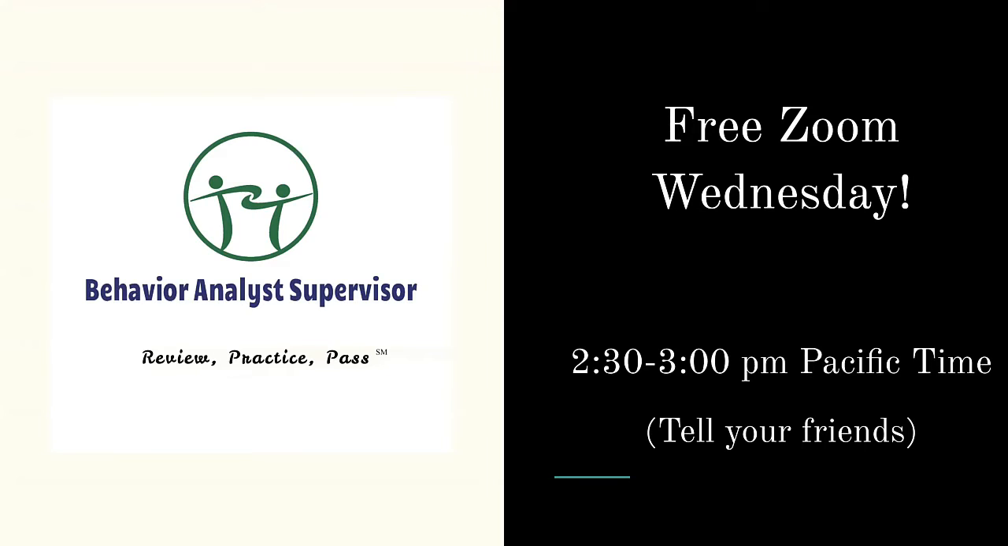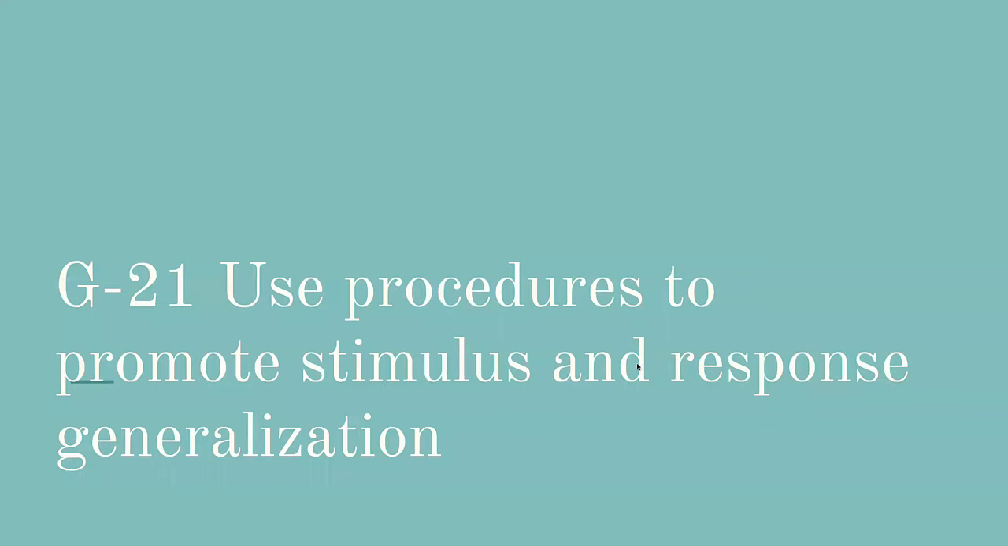Without further ado, let's talk about generalization. Use procedures to promote stimulus and response generalization. We loop this together as one big term, just generalization. There's an entire chapter in the Cooper book dedicated to this. That's how important this section of the task list is. I would definitely recommend that you check out that chapter. It goes pretty in depth about each of the ways to program. I am going to talk you through the 7 that are identified throughout that chapter.